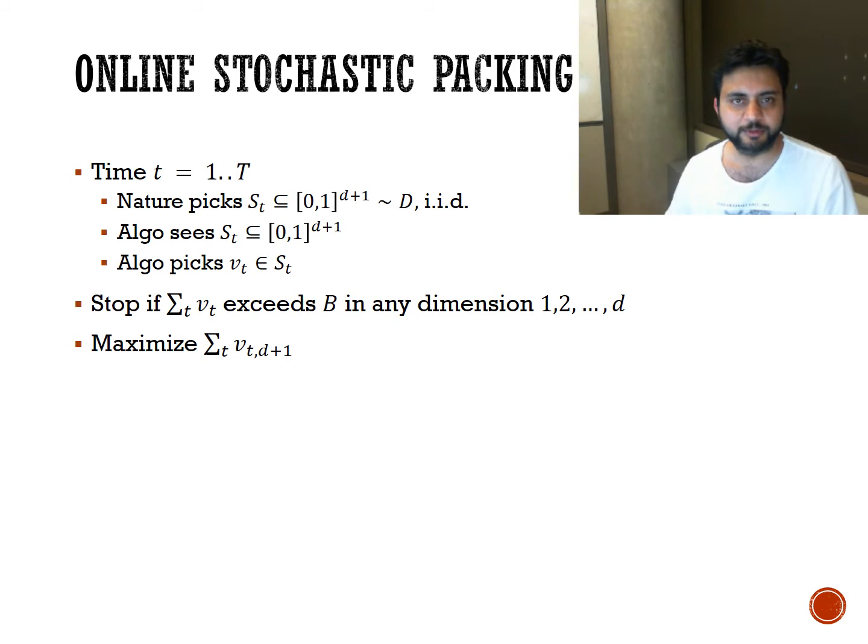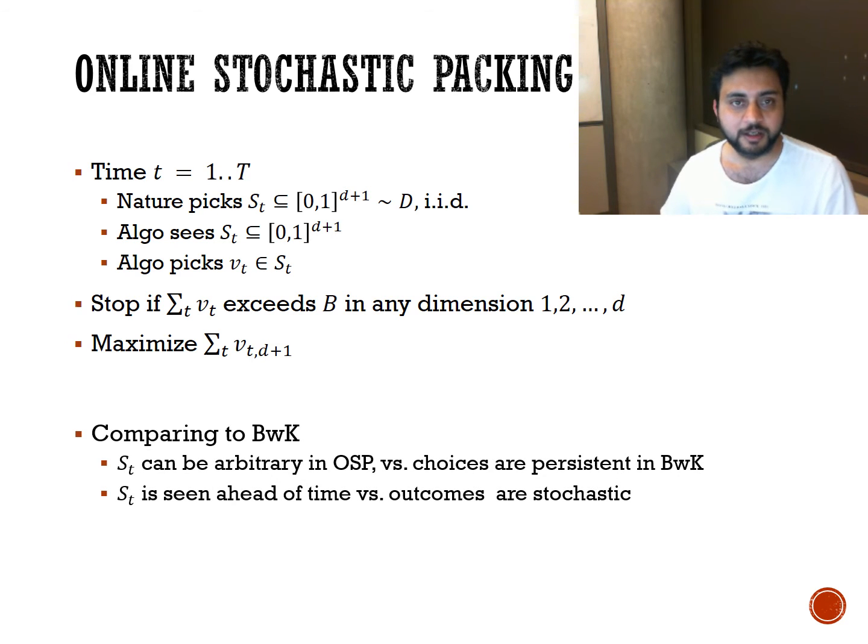A closely related problem is online stochastic packing. Here, nature picks a subset of {0,1}^(d+1) in each time step, and the algorithm picks a vector in this subset. The first d dimensions of this vector are the resource consumptions, and the algorithm stops if this consumption exceeds the budget B in any dimension. The last dimension of this vector is the reward, which we wish to maximize. Here, the choice set is changing in every time step, whereas it was persistent in BwK. Also here, the outcome is seen before choosing, but in BwK it is stochastic.